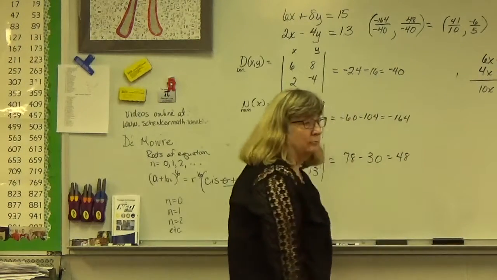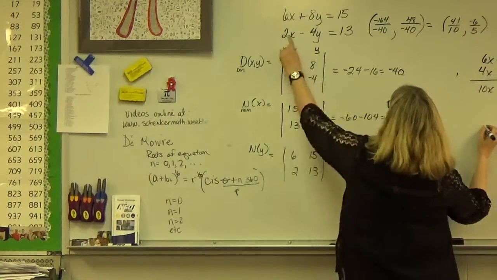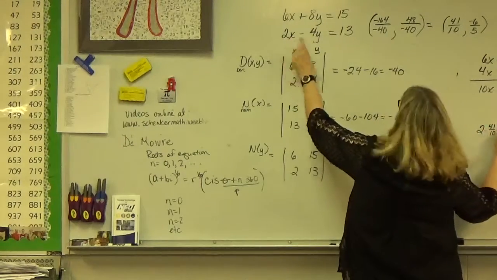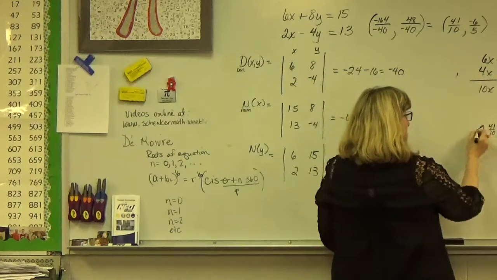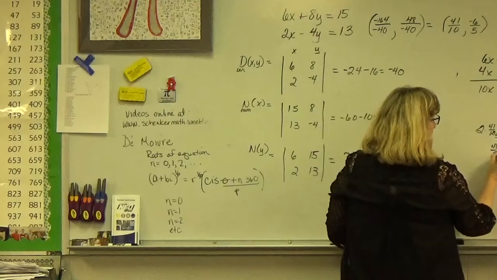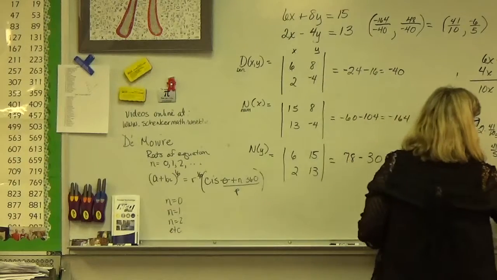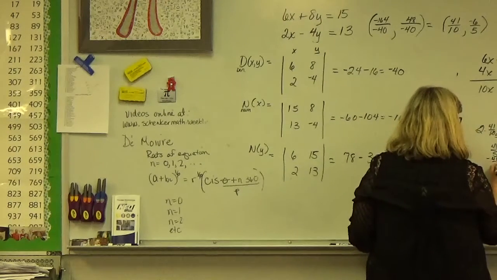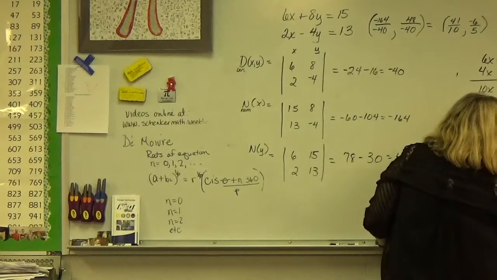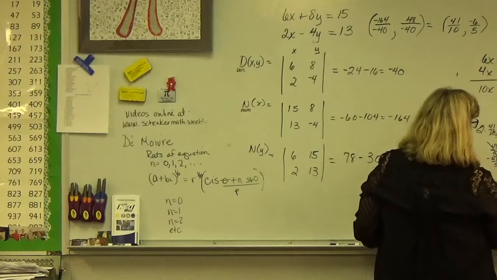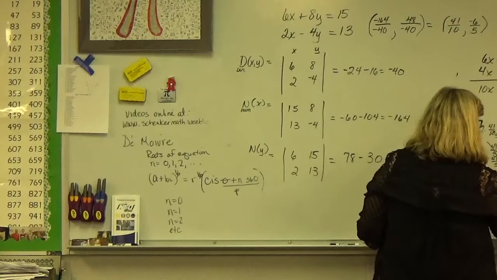Then what would you do to find y? Plug that in. Substitute it into the bottom one. So it'd be 2 times 41/10 minus 4 times y, which we don't know, equals 13. So it'd be 41/5 minus 4y equals 13, then what would you do to solve? Subtract 41/5. 13 is the same thing as 65 fifths, right? So 65 minus 41 is 24. Divide by negative 4.